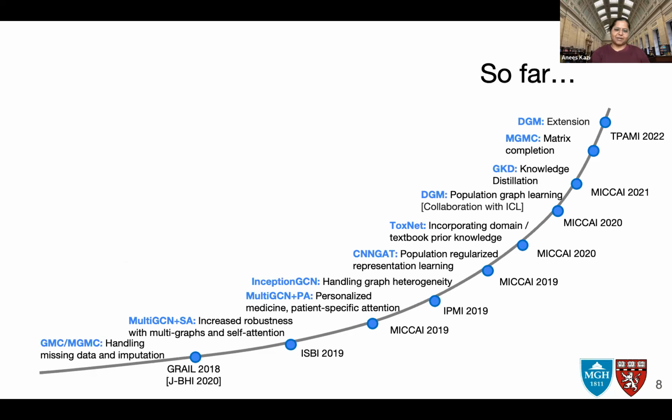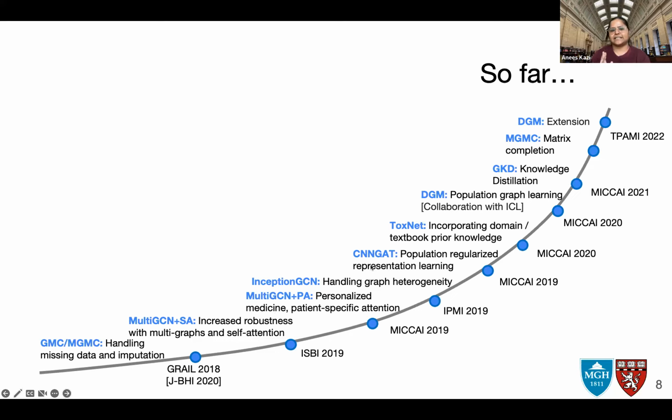In terms of publications, or let's say the specific works, we looked into together with the whole group of graph deep learning at CAMP and also all the collaborators all around. We looked into handling missing data, then how to increase robustness with multiple graphs and self-attention together, how to do, as I mentioned in the previous slide, personalized medicine or patient-specific attention to do better diagnosis and treatment planning. Then Inception GCN, which is one of the very good papers, at least from my pool of papers. Then we also looked into how to get CNNs and GCNs together.